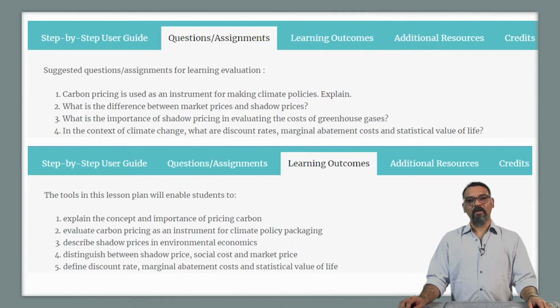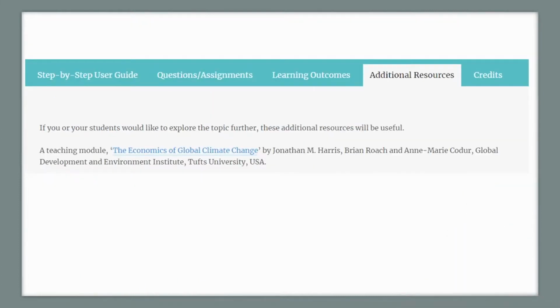The learning outcomes. This lesson plan will enable your students to effectively: 1. Explain the concept and importance of pricing carbon. 2. Evaluate carbon pricing as an instrument for climate policy packaging. 3. Describe shadow prices in environmental economics. 4. Distinguish between shadow price, social cost, and market price, and be able to define discount rates, marginal abatement costs, and statistical value of life. If you or your students would like to explore this topic in more detail, these additional resources can be useful.